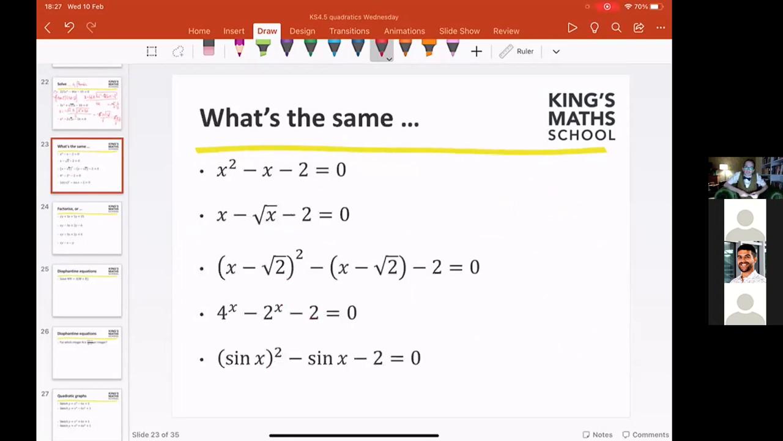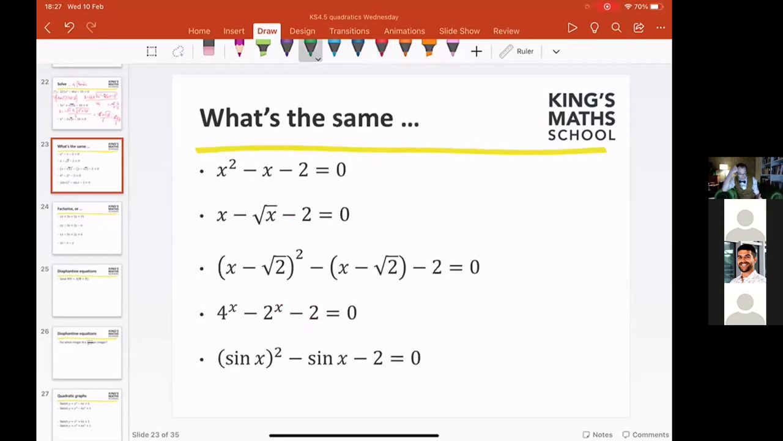My favorite question, what's the same, what's different about these? And how do we go about solving them? I'm interested in any suggestions you've got. What's the same? What's different?